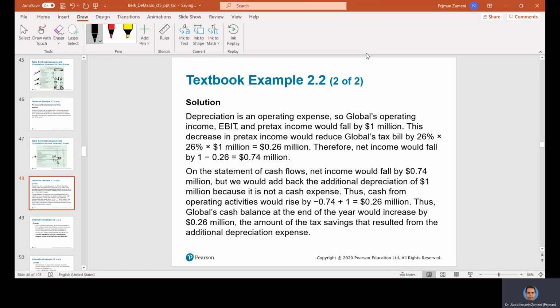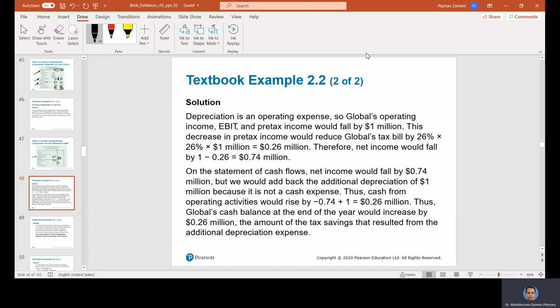This decrease in pre-tax income would reduce Global's tax bill by 26% multiplied by 1 million, which is equal to $0.26 million. Therefore, net income would fall by 1 minus 0.26, which is equal to $0.74 million.